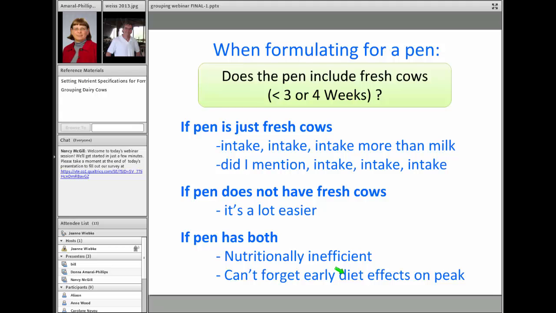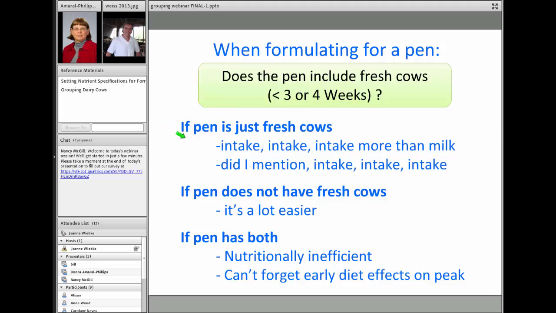So I'm going to divide the rest of this talk into 3 sections. It's all based on how you separate cows relative to days in milk. The question I always ask first is, does the pen you're going to feed include fresh cows? For this seminar, I'm going to define a fresh cow as up to about 3 weeks in milk. You could go 4, but around 3 weeks. So that's a critical question when you're formulating for pens.